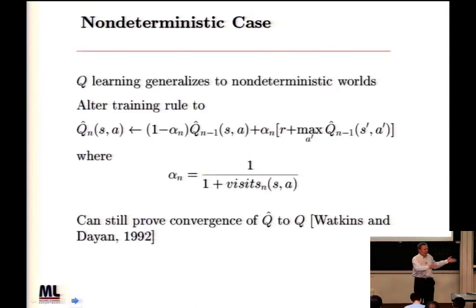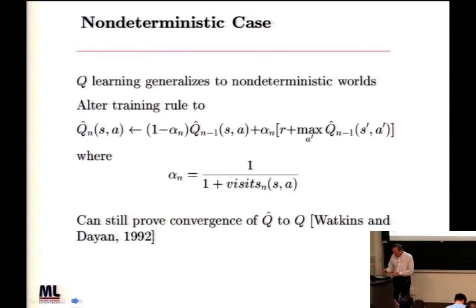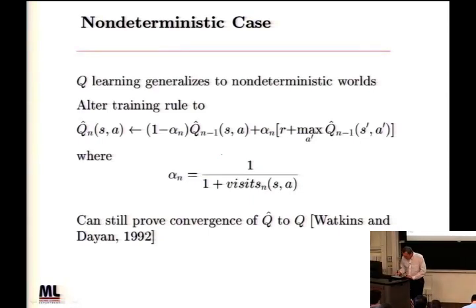It's just going to bounce back and forth between thinking that I'm going to get 100 points or that I'm going to get minus 100 points. So it won't really stabilize. So to deal with non-deterministic worlds, we can't quite use just our old update rule from the previous slide.